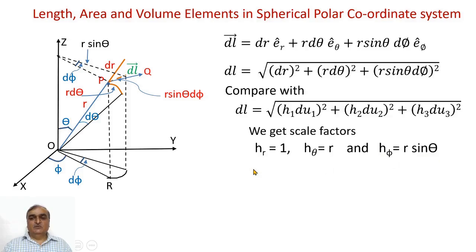This way, in the spherical polar coordinate system, the scale factor h1 is equal to 1 because dr has length unit. h theta is equal to r because theta has no length unit, therefore we have to multiply it by r. Then this r is a scale factor. In the same way, phi has no length unit, therefore we have to multiply it by r sin theta. The scale factor h phi is equal to r sin theta.